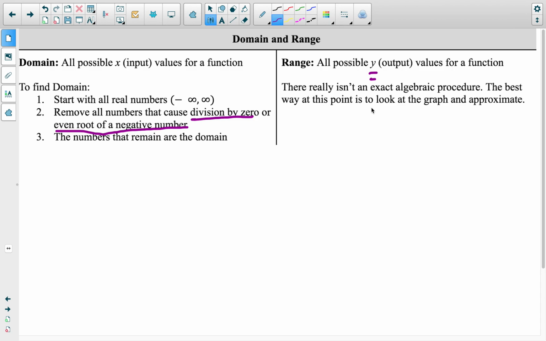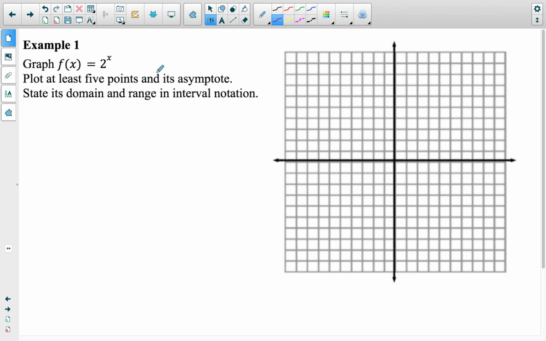For range, there's not an exact algebraic procedure. The best approach at this point is to look at a graph and approximate it. And we like to write both of these in interval notation. So here's an example. Let's just dive right in. We're going to plot at least 5 points, and we're going to plot its asymptote as well. f of x equals 2 to the x power.